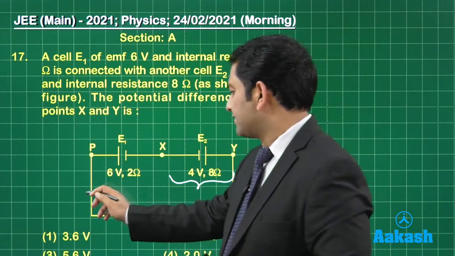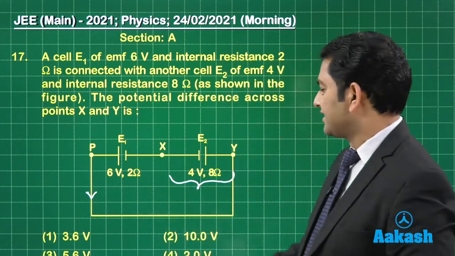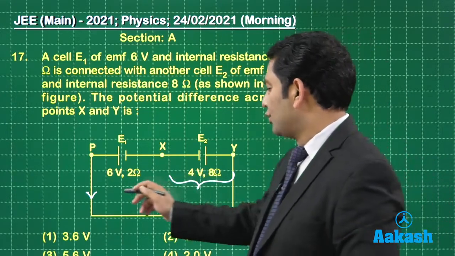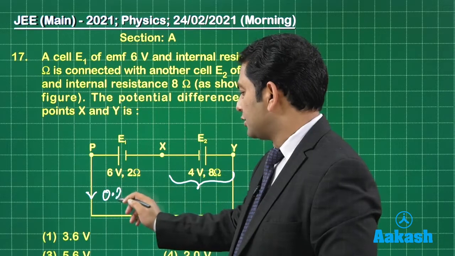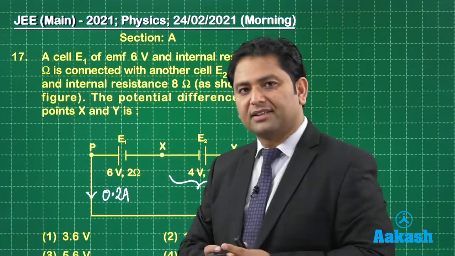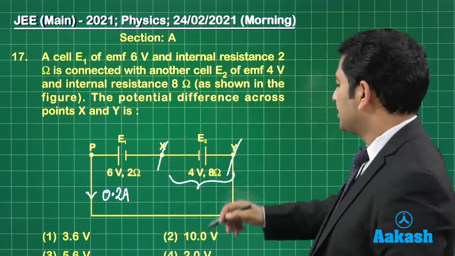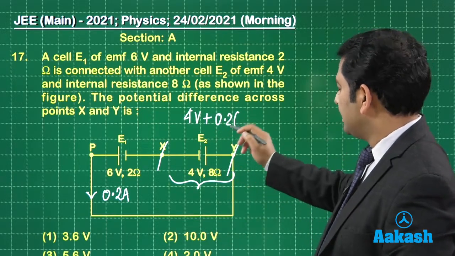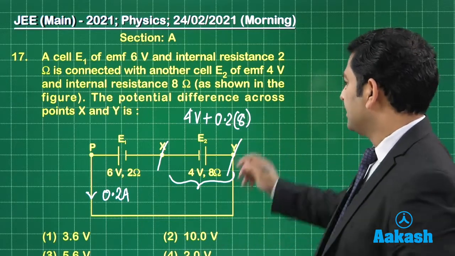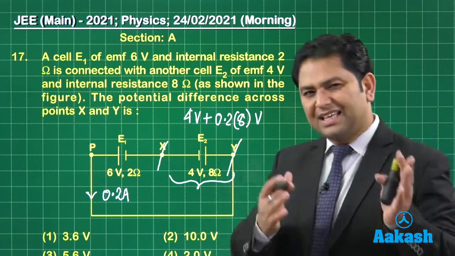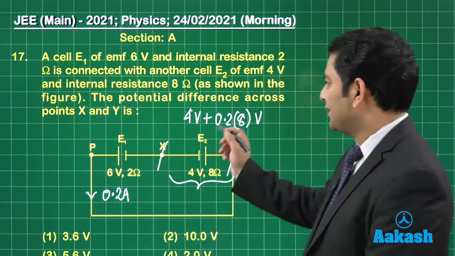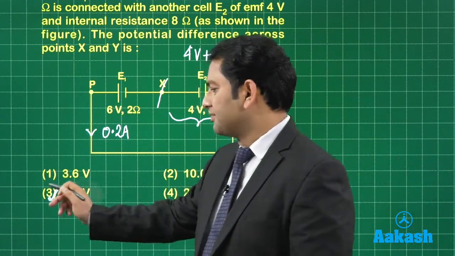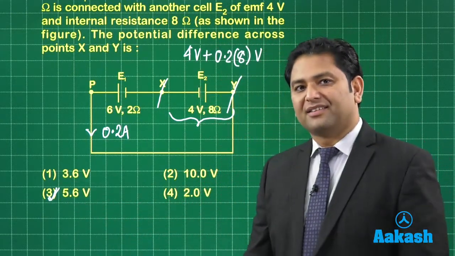Because of the polarity, it's very clear that the current will go in this direction. The resultant driving force will be 2 volt. So 2 volt by 10 ohm, that is 0.2 ampere. That's the current. And the terminal potential difference between them is 4 volt plus I, 0.2 multiplied by 8, that much volt. That would be the case, E plus IR. And 1.6 plus 4, that's 5.6. So where do I have it? Option number 3. Let's go to the next one.